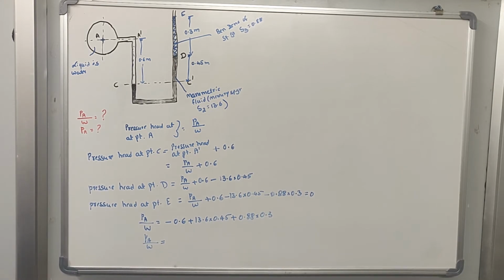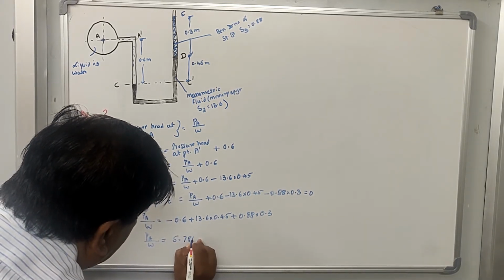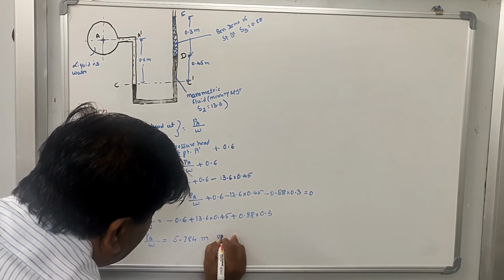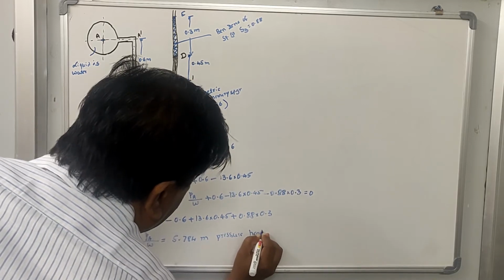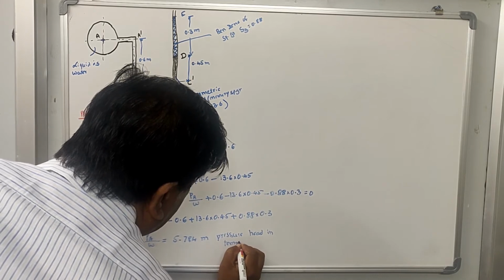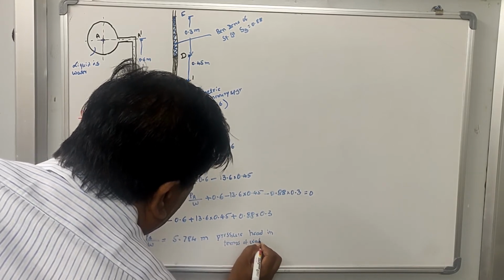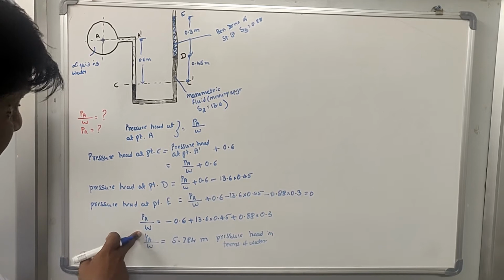So this you will get around 5.784 meter. This is the pressure head in terms of water, that is PA by W is equal to 5.784. Like this you have to solve the numerical problem. So this is the pressure head.